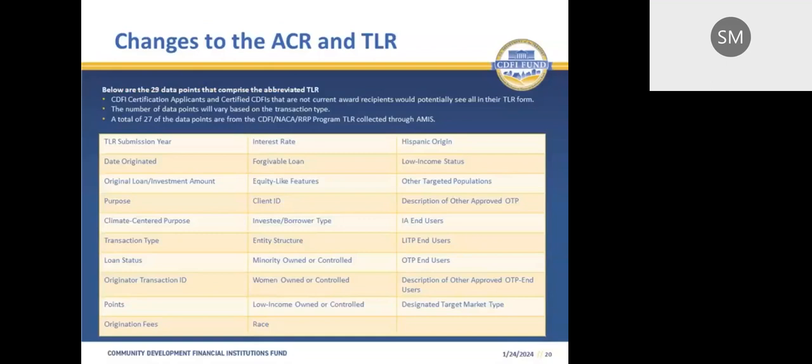The climate-centered purpose data field is there to capture information on those transactions where climate-centered financing is not the main purpose of a transaction, but secondary or related in some degree. While the abbreviated TLR consists of 29 data fields, not all of the data fields are applicable to every transaction.